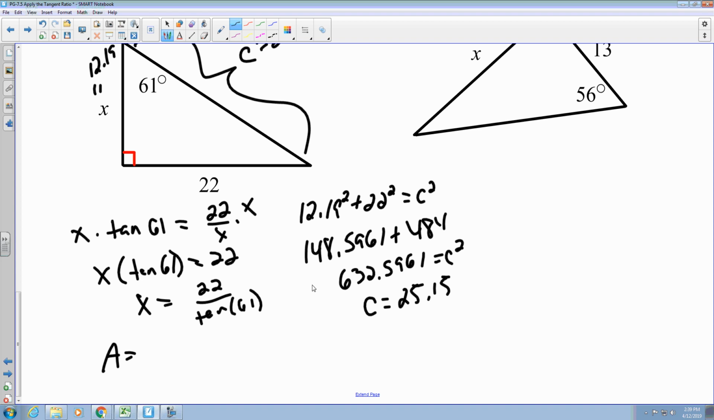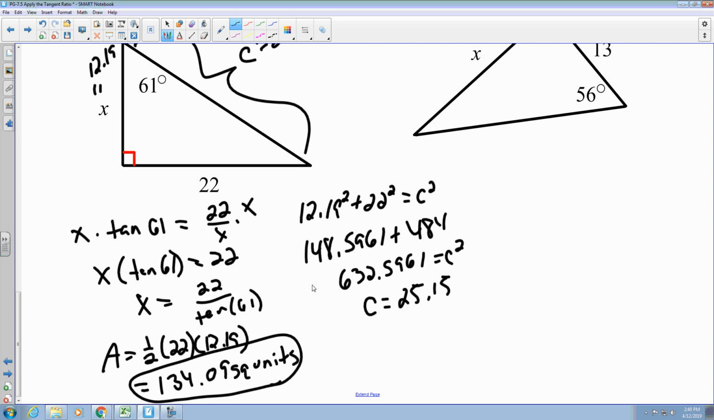The area is 1/2 times the base, which is 22, times the height, which is 12.19. So I multiply all those together. So 1/2, which is 0.5, times 22, times 12.19. That is going to equal 134.09 square units. To find the perimeter, we add up all three of the values.